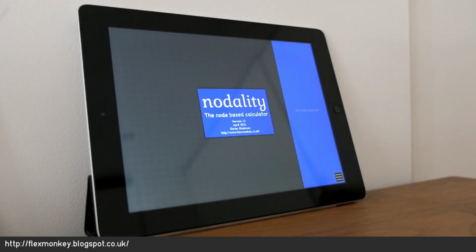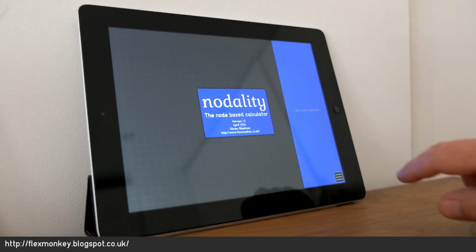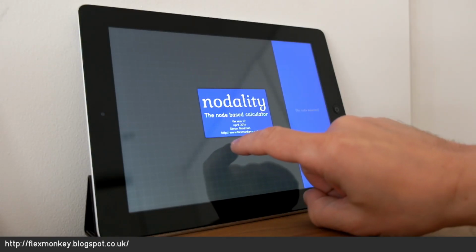Nodality 1.2 introduces a new type of input selection. Now, when we enter a relationship creation mode with a long press on an input, Nodality displays boxes for each input slot. Let's take a look.